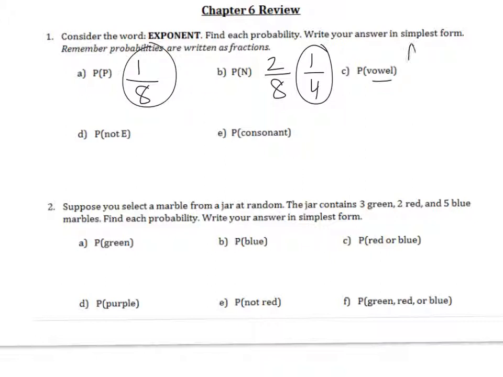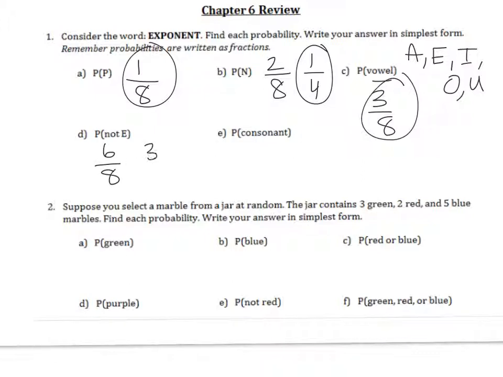Vowels are letters that are A, E, I, O, and U. So there are 3 vowels out of 8 letters. The probability it's not E: if there are 2 E's, 6 of them are not E's, which reduces to 3/4. And the probability there's a consonant. A consonant is not a vowel, so all the letters besides these. If there are 3 vowels, 5 of them have to be consonants.